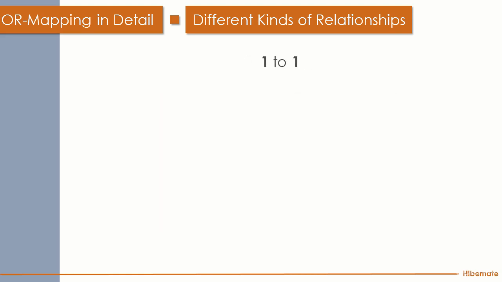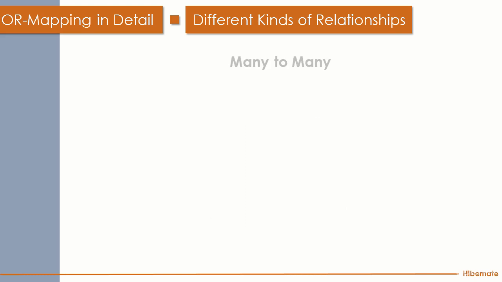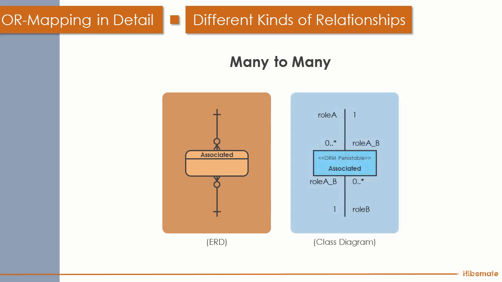If you have a one-to-one relationship, it's straightforward. In the class diagram, that will be a one-to-one association. If you have a many-to-many relationship, we have an associative table in between. Then we will have the associative class, which represents the middle object.